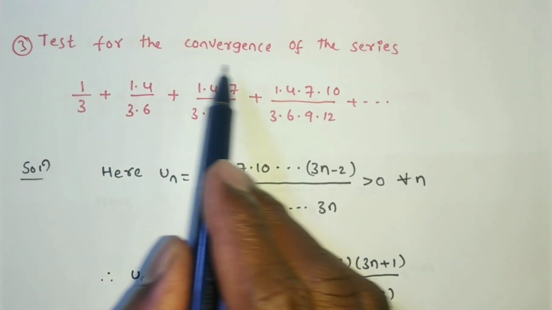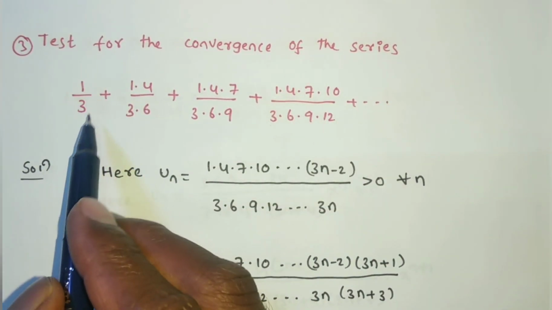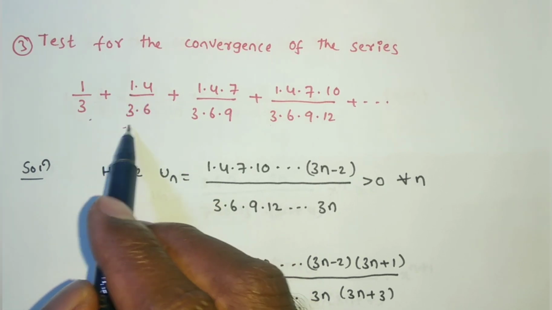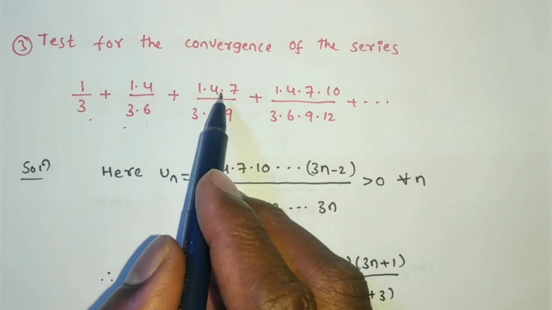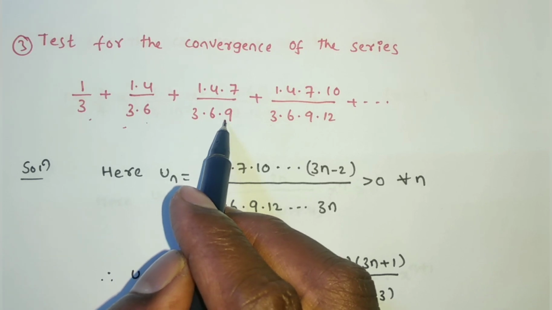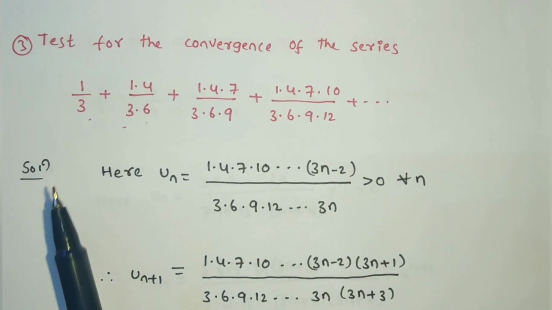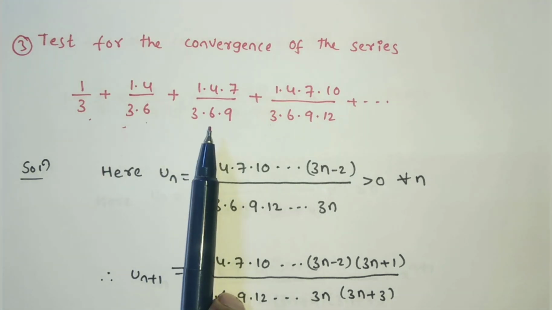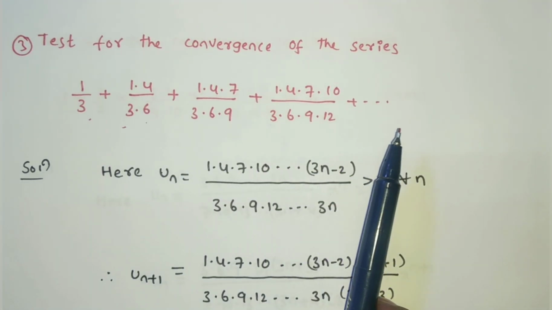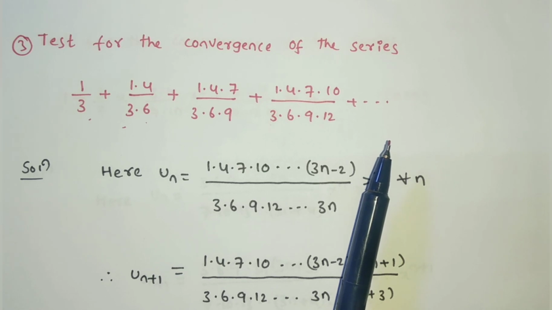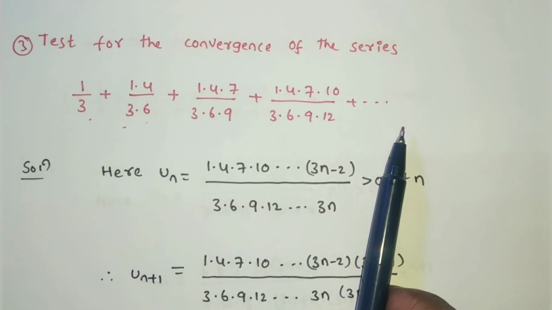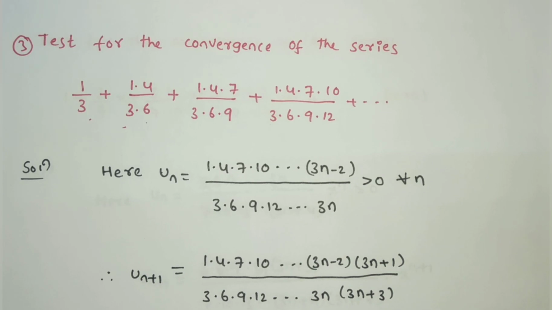Test for the convergence of the series 1 by 3 plus 1 into 4 by 3 into 6 plus 1 into 4 into 7 by 3 into 6 into 9 and so on. This is the given series. It gives the first term, second term, third term, fourth term. They are not given the nth term. So we need to find the nth term for the given series. To test the convergence, which one do we require? Un only. Have they given the nth term directly? No. So we need to find the nth term.